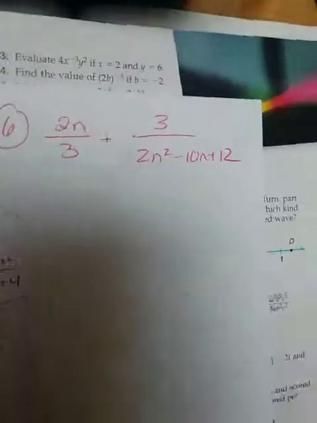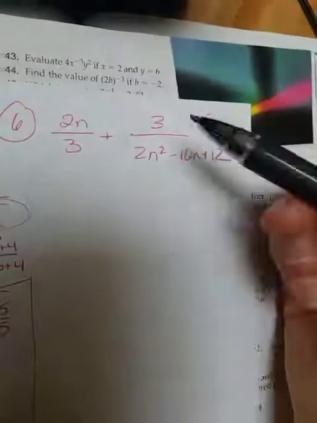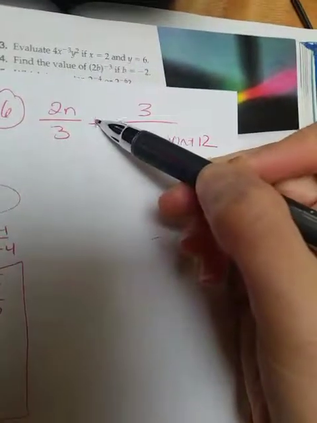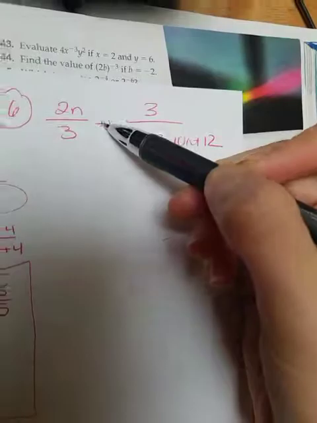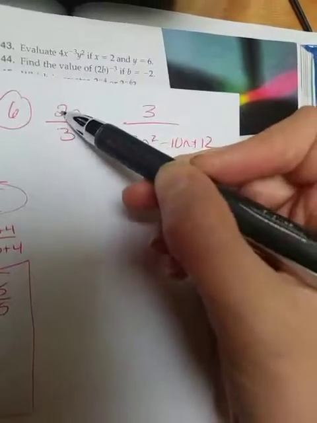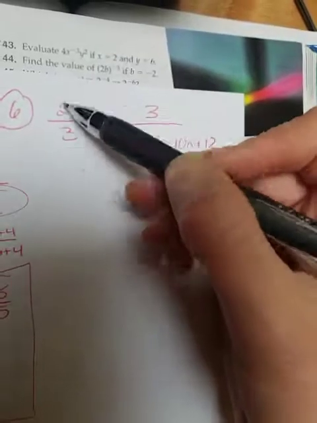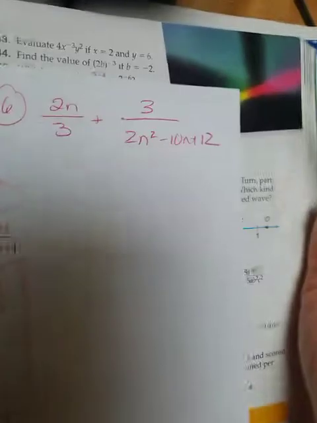Another one to help people out that people have been struggling with, number 6. A mistake people are making is they say, oh, hey, I'm going to cross cancel those 3s. No, that only works when you're multiplying fractions together. When you're adding fractions, you can't cross cancel like that. But if this was a 3 right here, 3 over 3, yes, then you can cancel. If they're directly over each other, they can cancel.